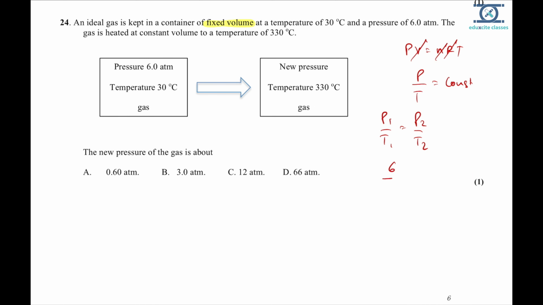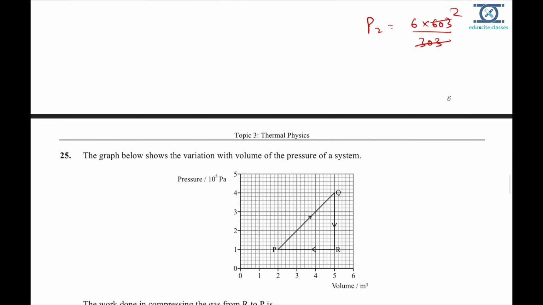Just put in the value 6 by 30. Please convert this into Kelvin. So if you convert, 273 plus 30 is 303, equals new pressure we have to find out. Temperature is 603. So you can roughly say that P2 is 6 times 603 divided by 303. Roughly it is 2. So 6 times 2 is 12. Option C is the right answer. Okay, roughly you can say it is approximate.